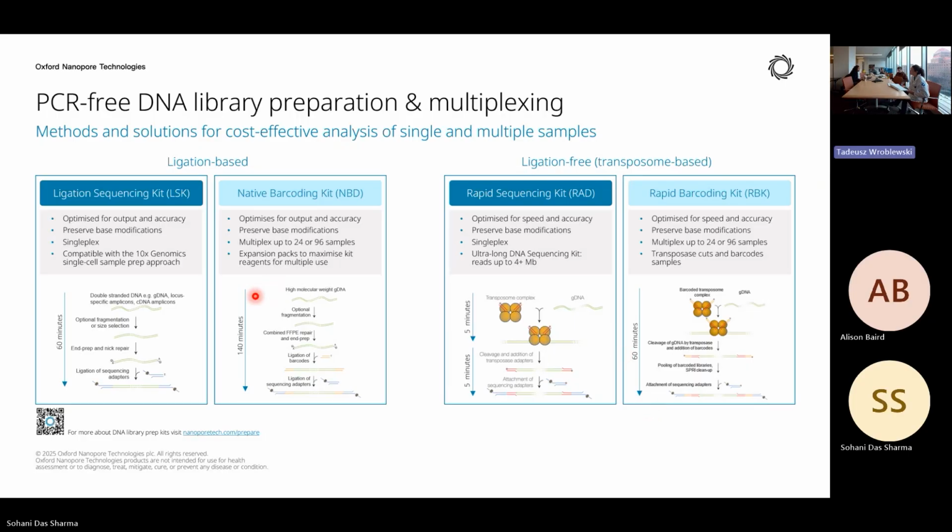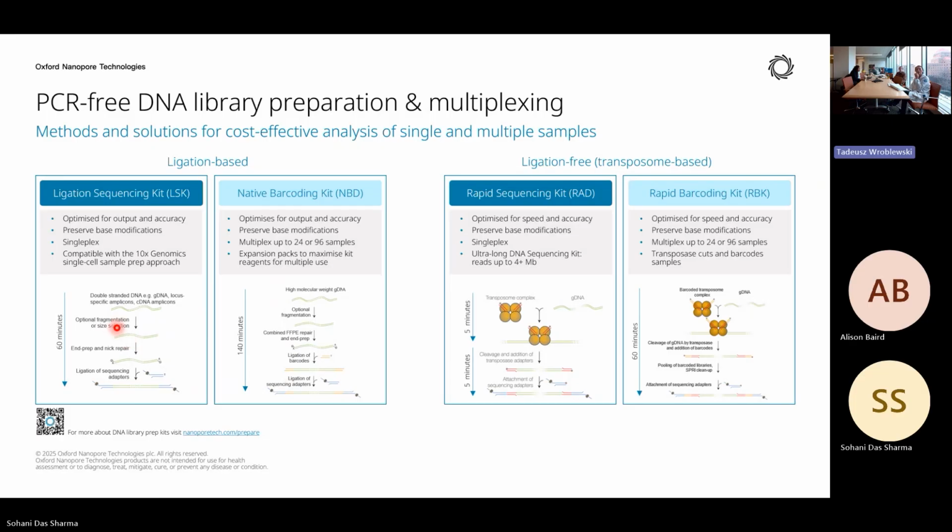So let's talk a little bit about the chemistry now. We did this ligation sequencing yesterday. The way it works, if you do single-plex, the first step is end repair or nick repair, an enzymatic step. And then you are adding the sequencing adapter. Fragmentation is optional. It depends on the target of the project.